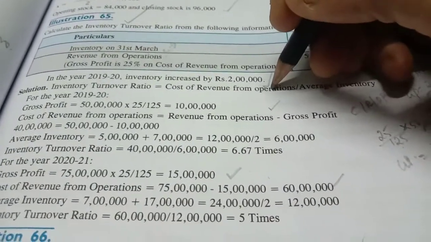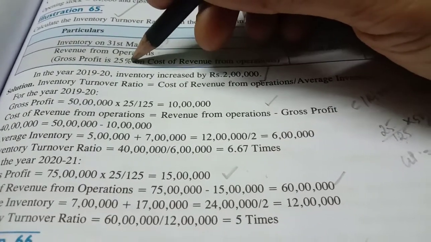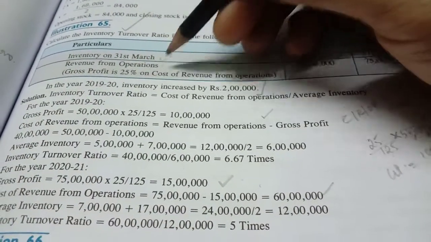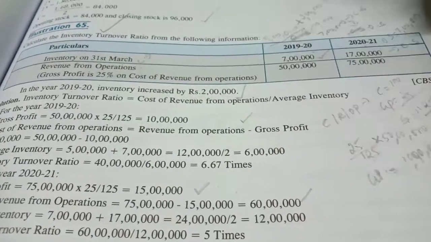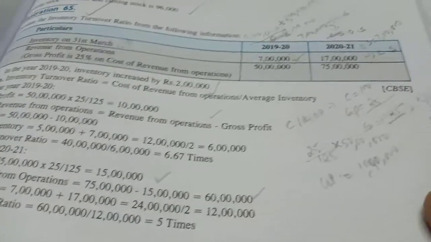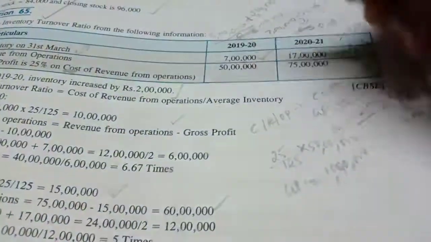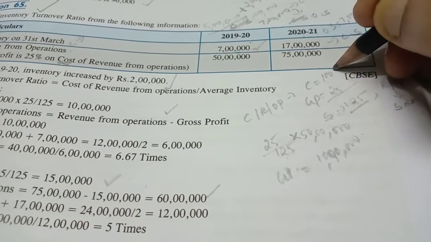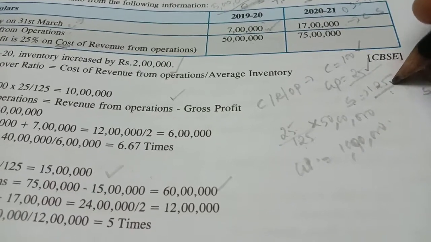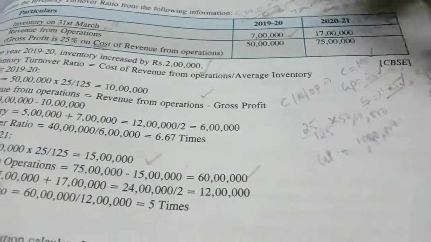First we have to write the formula. It's very easy, we can calculate directly. Gross profit is 25% on the cost of revenue from operations. How to calculate? On the cost, 25% on the cost. So we consider cost as 100, gross profit is 25, so sales will be 125. We have the revenue from operations.